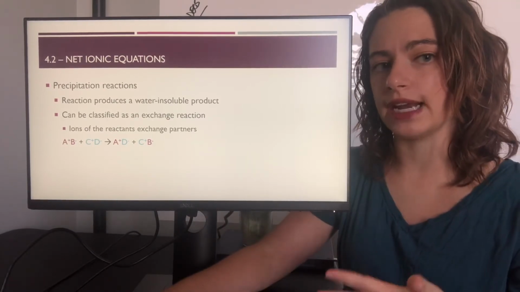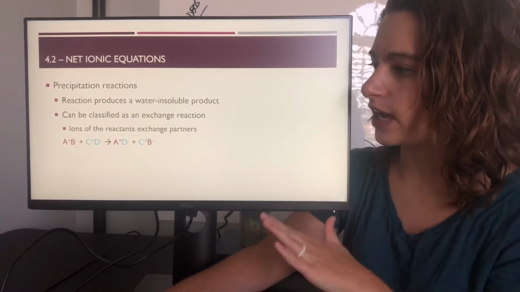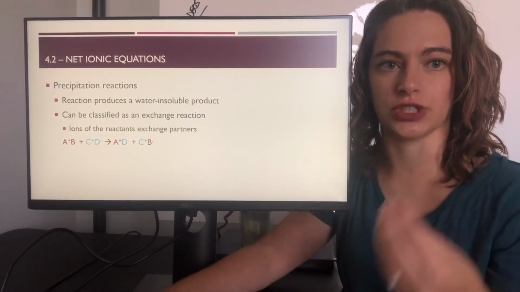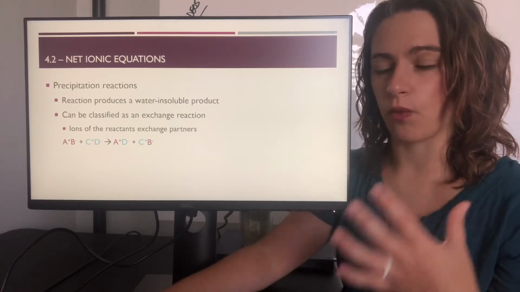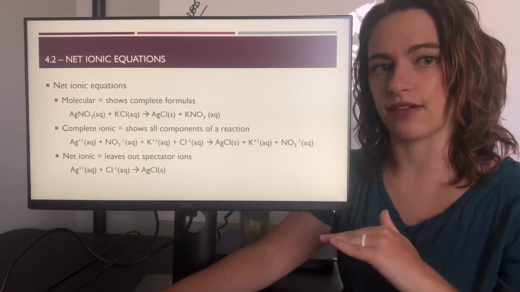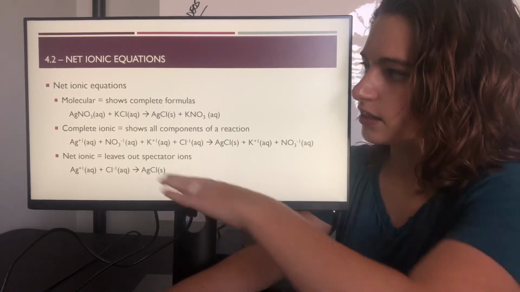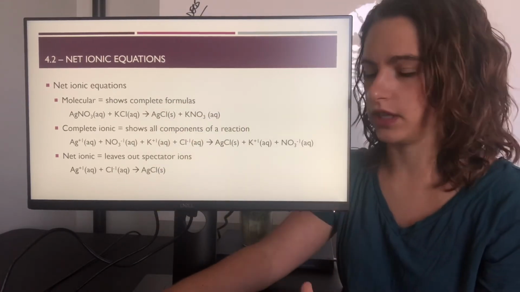Now, when we go to write net ionic, this is not a net ionic equation. This is just showing how they're moving, why we can call them exchange or double replacement reactions. To write a net ionic, we have to think about what's actually going on. So there's kind of some steps here. There's three different levels of how we write the reactions. The first is the molecular. That's what we started with. It shows the complete formulas.